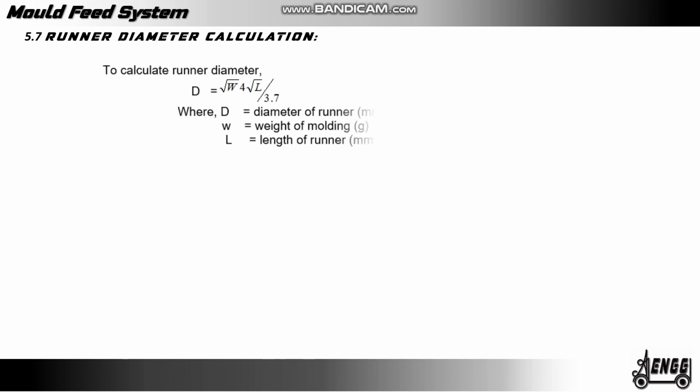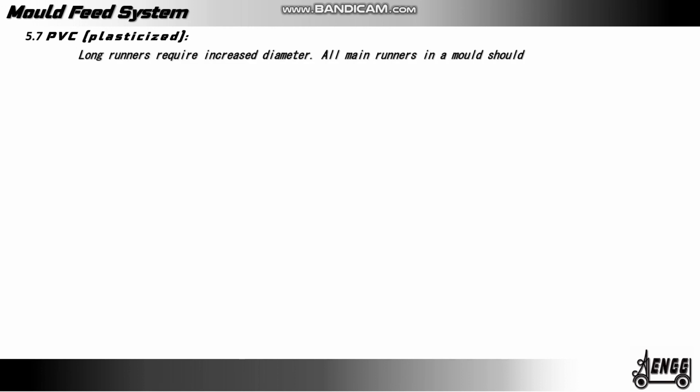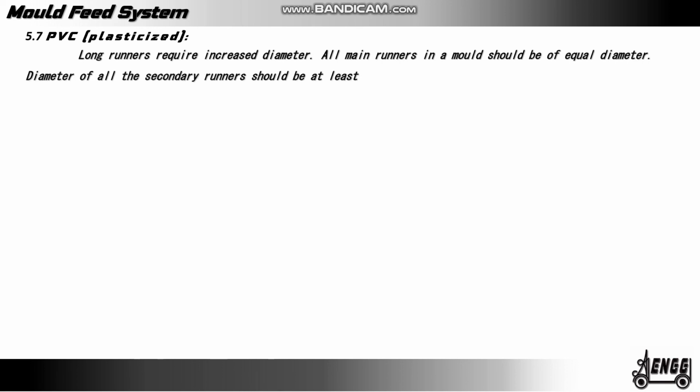Runner diameter calculations. To calculate runner diameter, the following formula can be used. Here are the materials and the typical runner diameter used for each. PVC, plasticized. Long runners require increased diameter. All main runners in a mold should be of equal diameter. The diameter of all of the secondary runners should be at least 0.7 mm less than the diameter of the main runner.